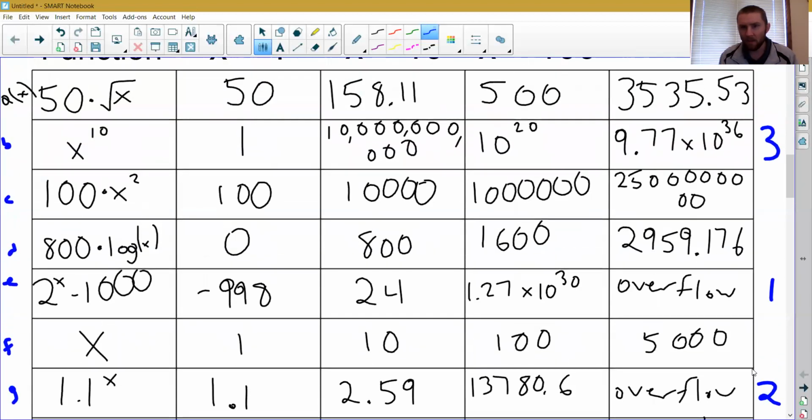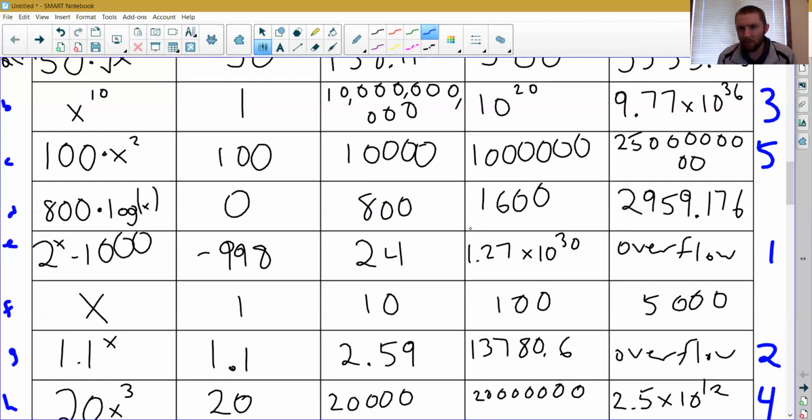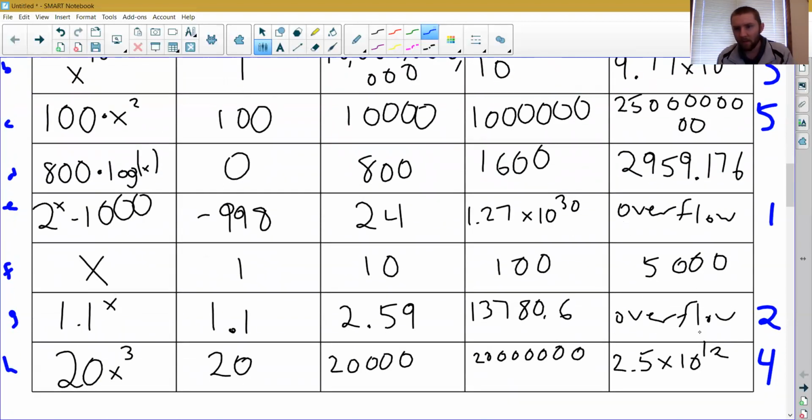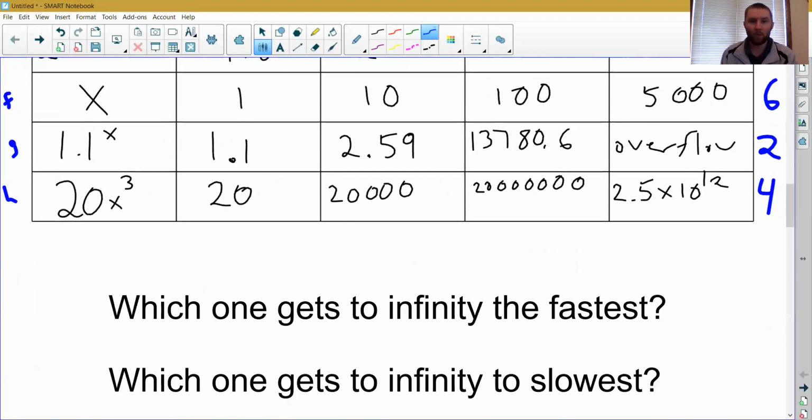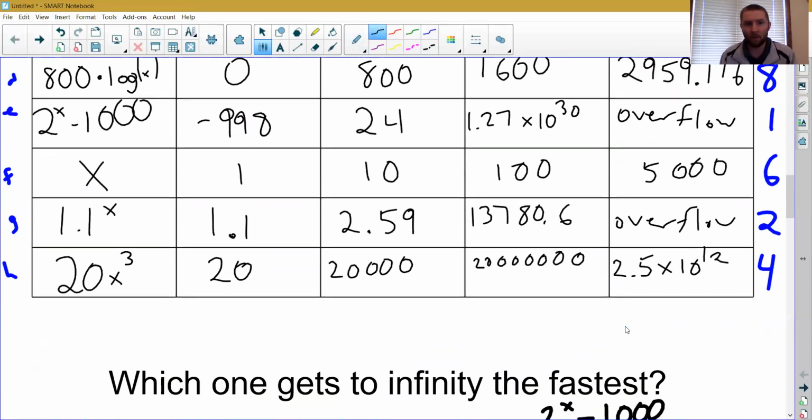Then nothing else with scientific notation, so I think next would be C, which comes in fifth place. And then the next biggest, let's see, what do I have left? 3,000, 2,000, 5,000. So F would come in sixth place. Then the square root guy A is in seventh place, and the log is in eighth place. So there's our final finishing order. All right. So which one gets to infinity the fastest? That is 2 to the x minus 1,000. It gets there the fastest, even though it started out the furthest behind. Which one gets to infinity the slowest? That's 800 times the log of x.